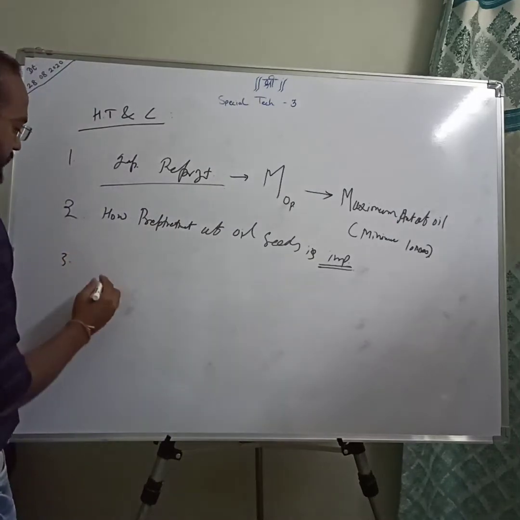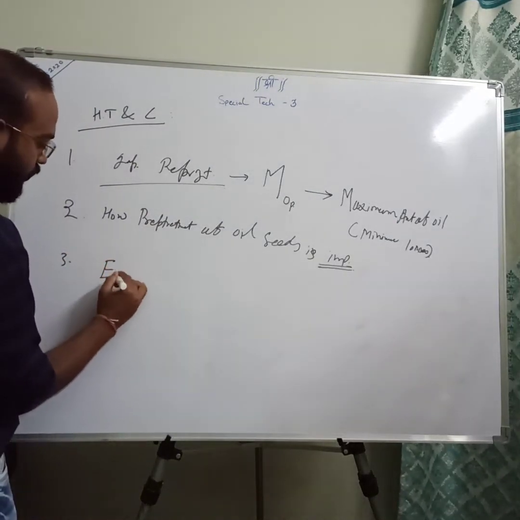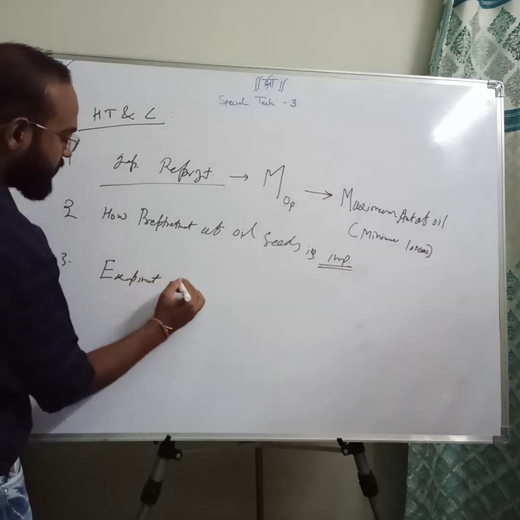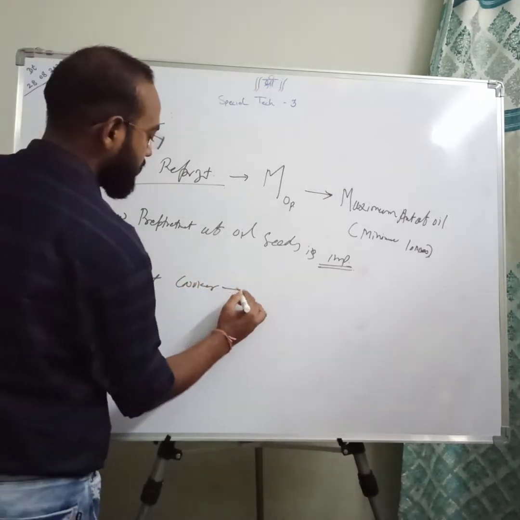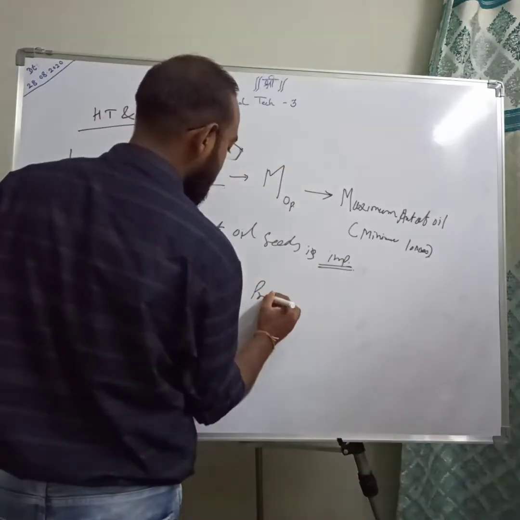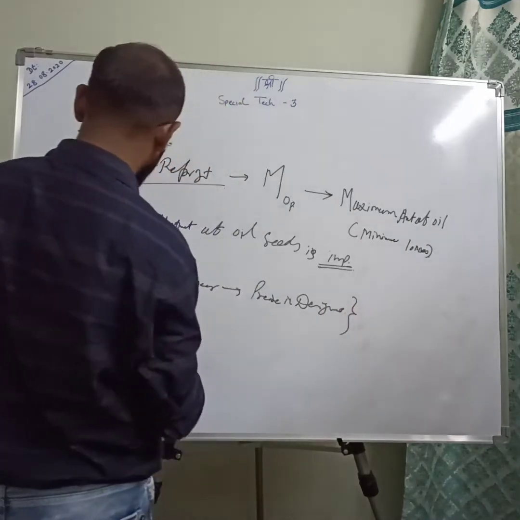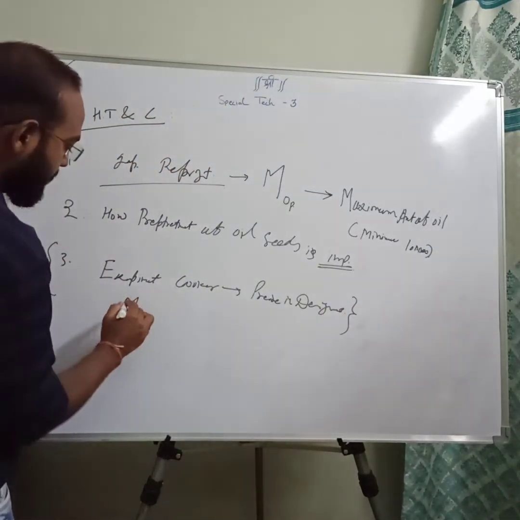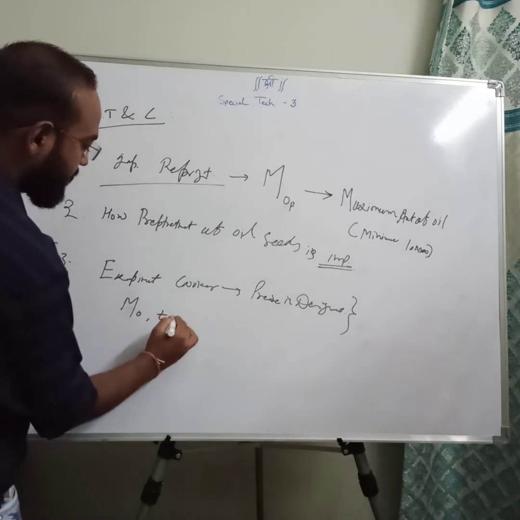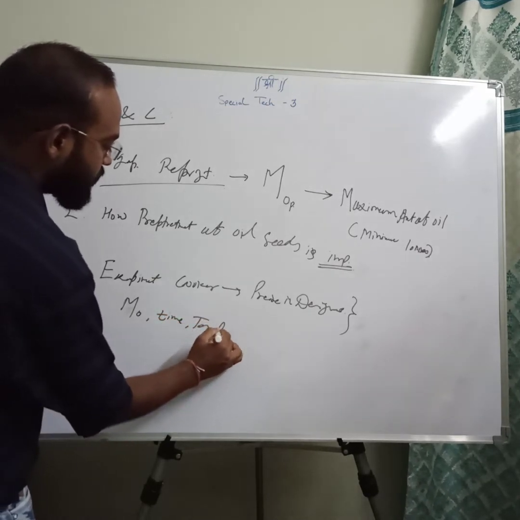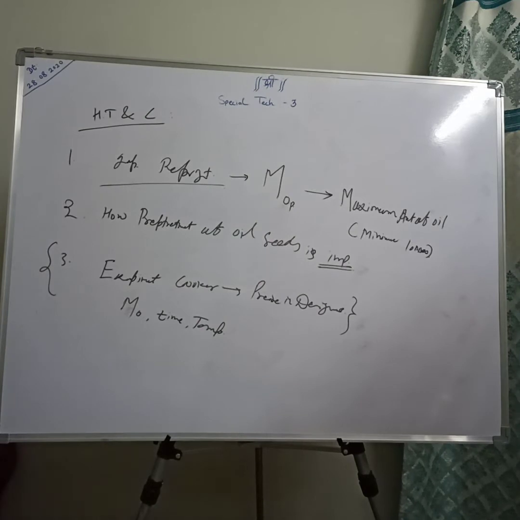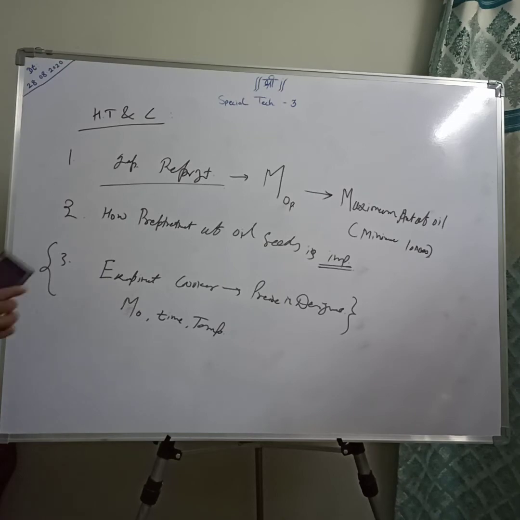And the third one is the equipment we are using for cooking, that is our cooker, which should be precise in designing. The equipment should be sophisticated enough to control moisture content, time of cooking, and temperature of your seeds. So these are the different conclusions of our various experiments carried out in our heat treatment and conditioning operations.